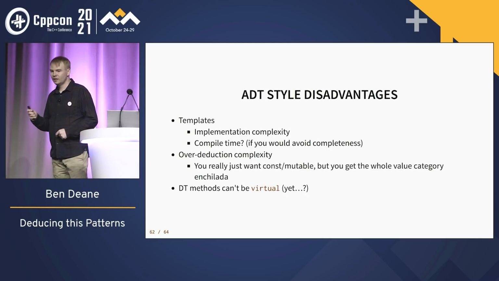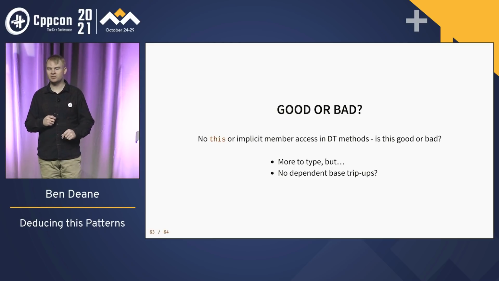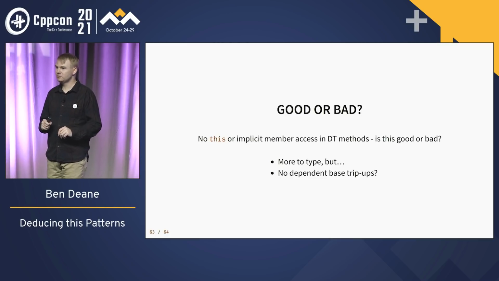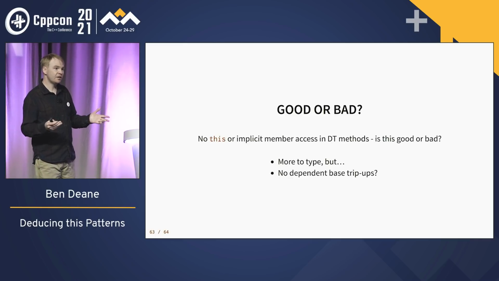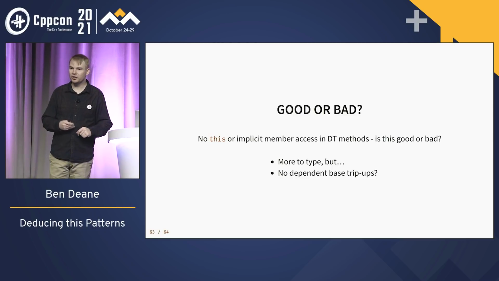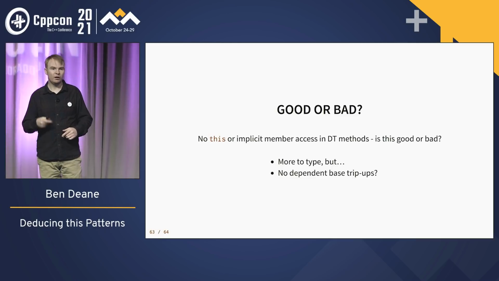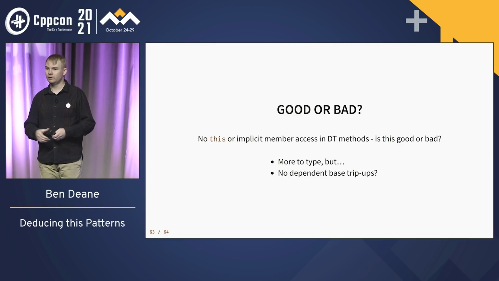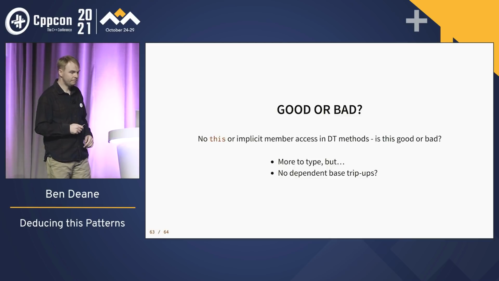So, is this good or bad? It's for you to decide whether you want to use the always-deducing-this style or not. The other thing is that, as we've mentioned, you don't get to say this or implicit member access in deducing this methods. Whether you think this is good or bad is up to you. There's a bit more to type. You have to name that object. On the other hand, if you write a lot of template code, as I do, quite often you get tripped up with whether the base type is dependent, and you have to write this arrow member quite a lot anyway. To anyone who's experienced that, this gets simpler.